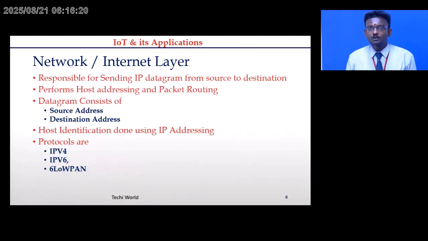And then the network and internet layer is responsible for sending the datagram through the internet. Here the IP, which means Internet Protocol address, takes a major role in the network or internet layer. It performs host addressing and packet routing, and the datagram consists of a source address and a destination address. The source address is from where the data is going to be sent, and the destination address is where the data is going to reach. Here the protocols mainly used are IPv4, IPv6, and 6LoWPAN.